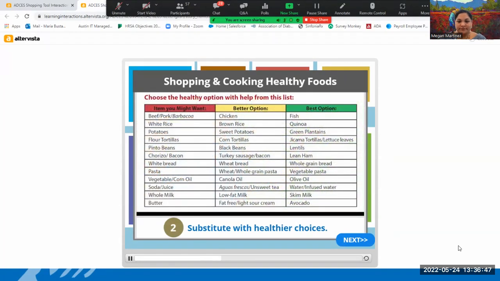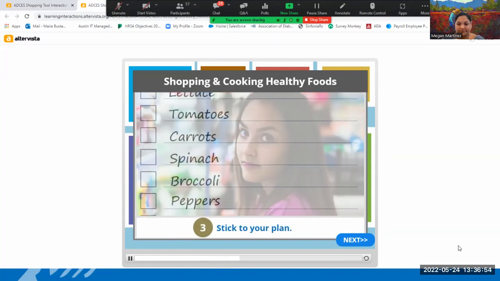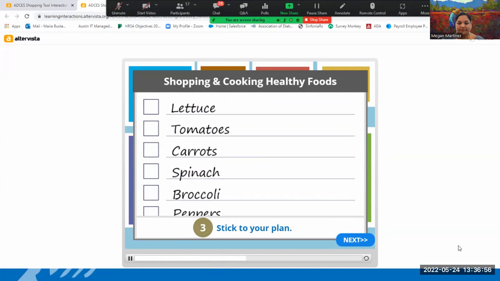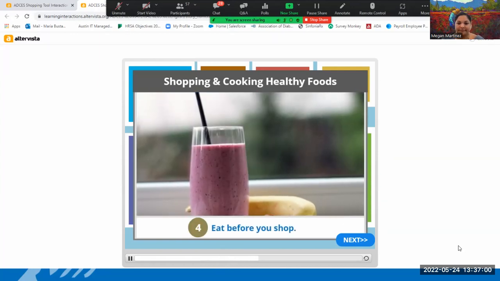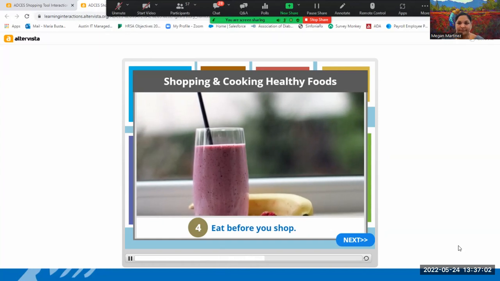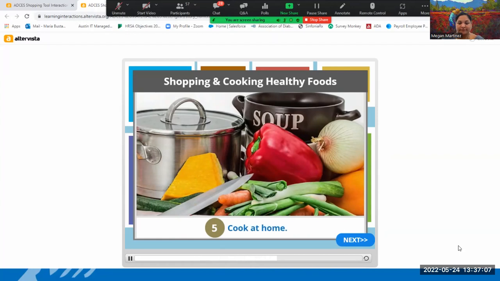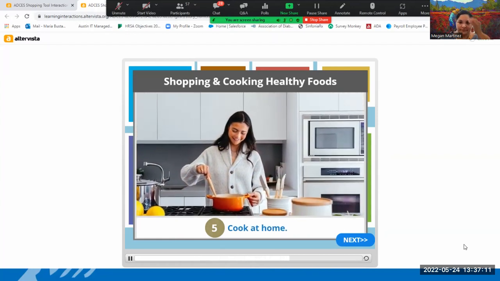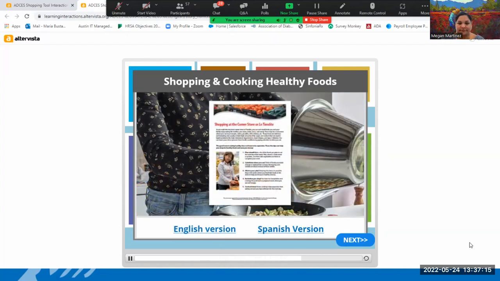Think of foods you can change or replace. 3. Stick to your plan. Only buy the items on your list. 4. Eat before you shop. You have less temptation and cravings when you are not hungry. 5. Cook at home. Home cooking is less expensive and can give you leftovers. These tips can also be found in the Shopping at the Corner Store or La Tiendita resource.